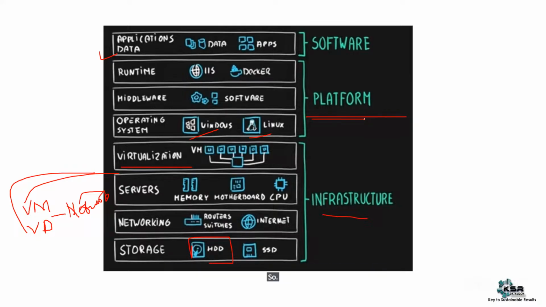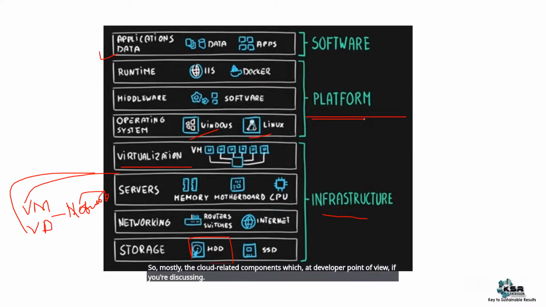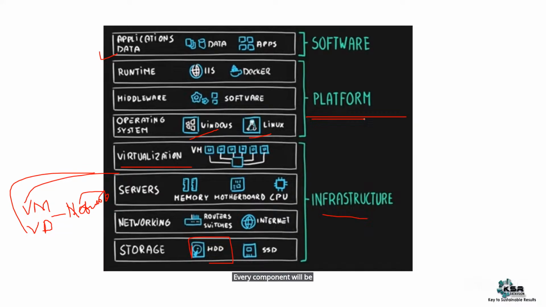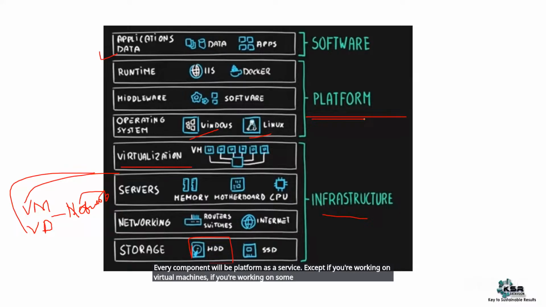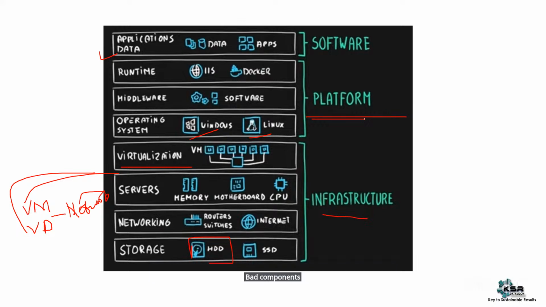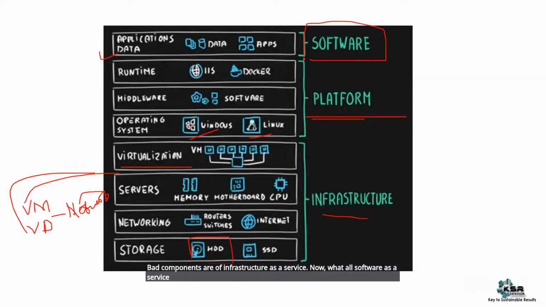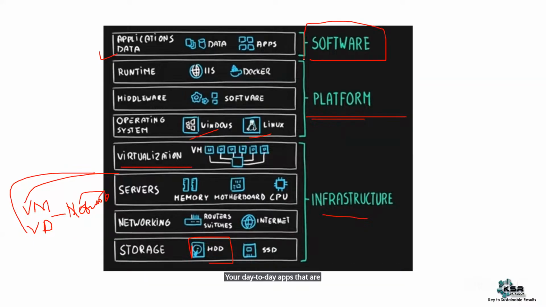So mostly the cloud components, from a developer's point of view, will be platform as a service, except if you're working on virtual machines, on networking, or accessing cross connections from different parts of the world. Those components are infrastructure as a service. Now, what is software as a service? Software as a service are all finished products, your day-to-day apps.